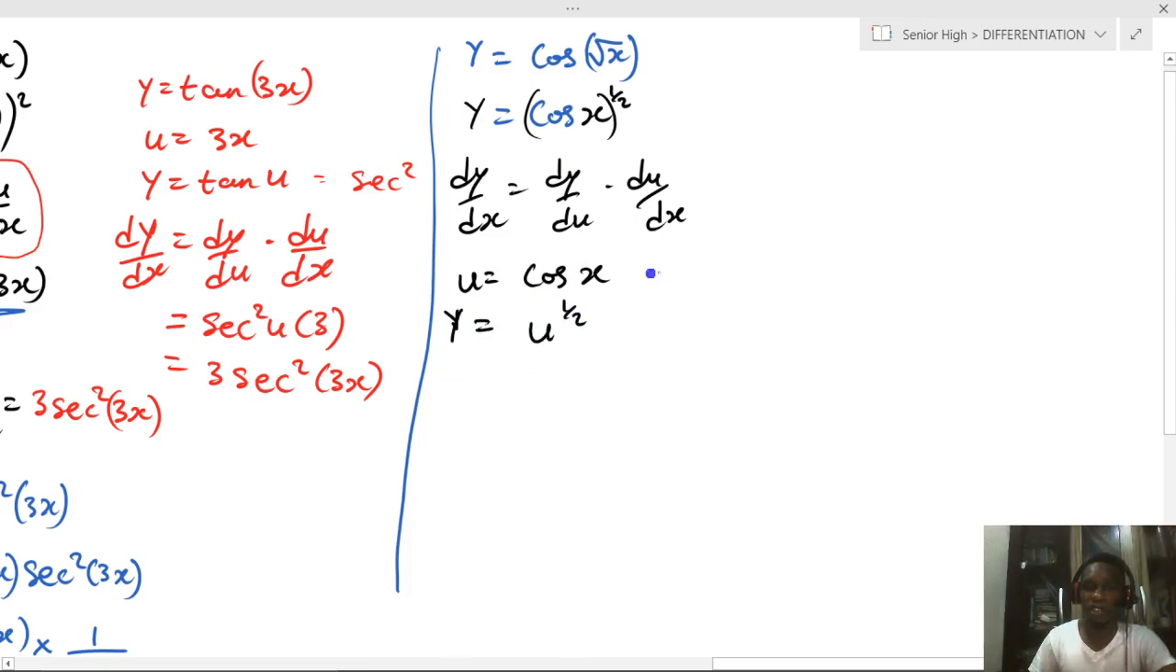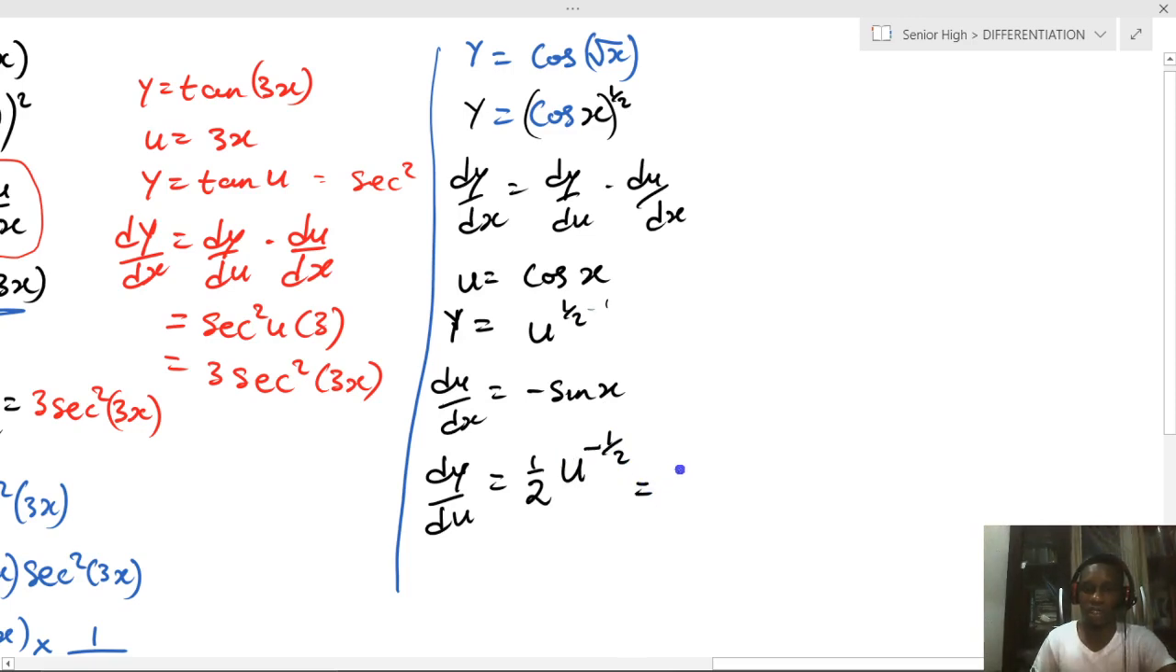So when we differentiate our u, that's for du/dx, what do we have? We have minus sine x, because we differentiate cos x to give minus sine x. And when we differentiate dy with respect to du, what do we have? The half will come down, which is 1 over 2 u raised to the power of what? When you subtract 1 from the power, you have minus 1 over 2. And I can easily put this down to look like this: 1 over 2 multiplying 1 over u raised to the power 1 over 2. Let me arrange it very well.